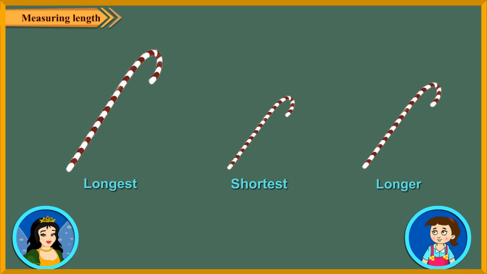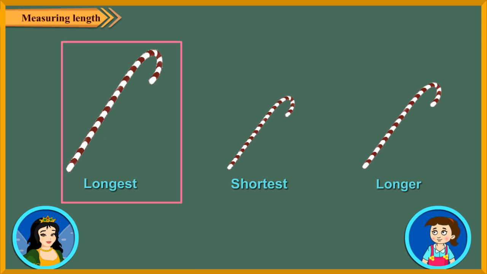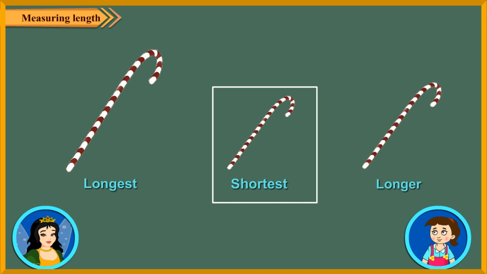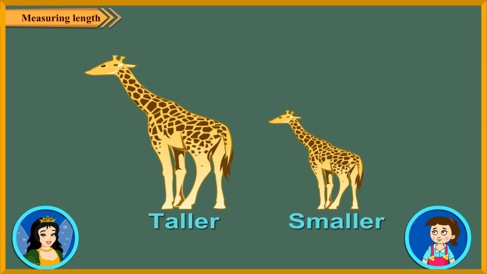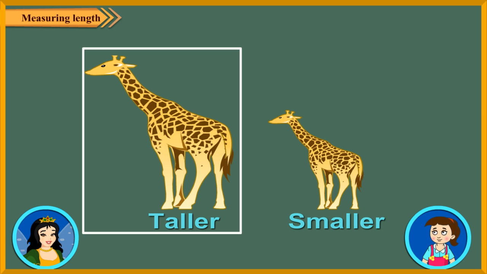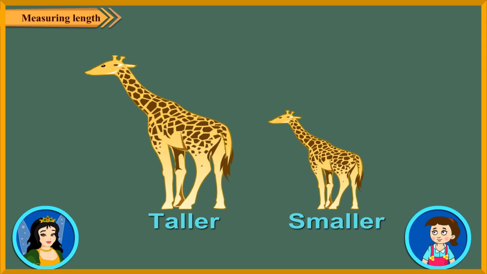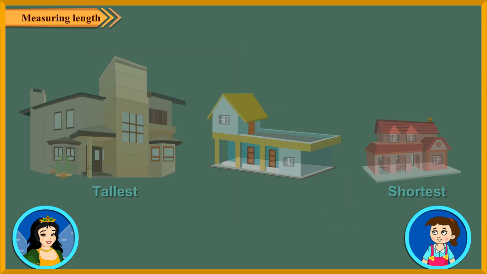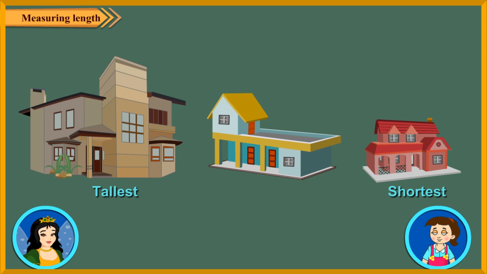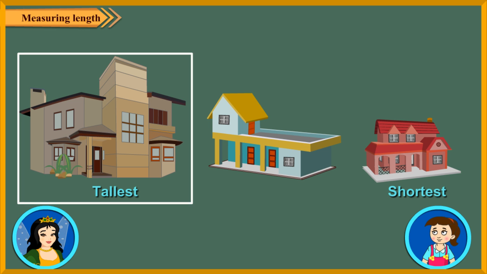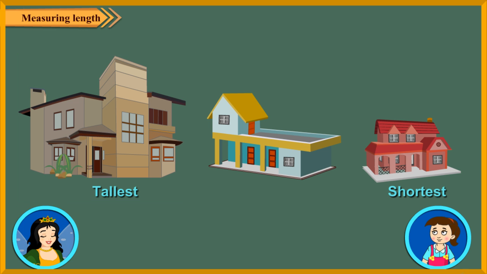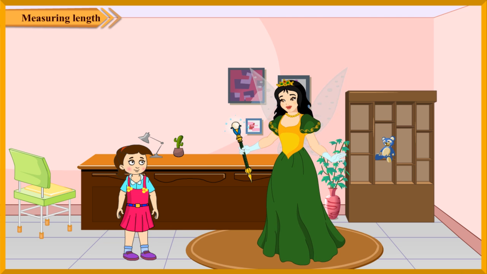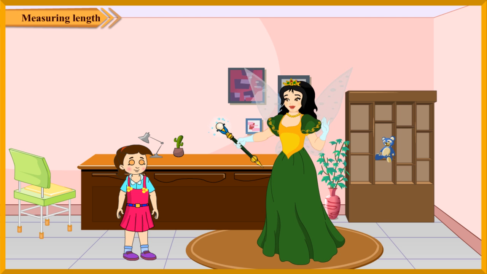When we compare three objects, we can say that this stick is longest and this is the shortest. We can also say that the first giraffe is taller than the second giraffe. When we compare three buildings, then we can say that the first building is tallest and the last building is the shortest. We use some of our body parts to measure the lengths of objects.